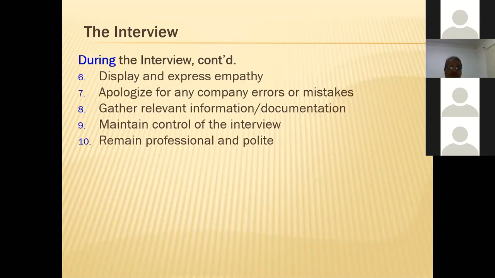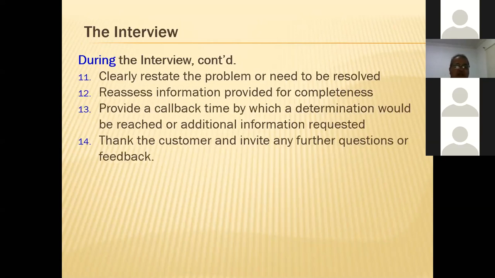So again, maintain control of the interview, allow some latitude, because it gives you an opportunity to bond with your client. And above all, remain professional and polite. Then the last four of that section, during the interview: clearly restate the problem or the need to be resolved. Reassess any information provided for completeness.